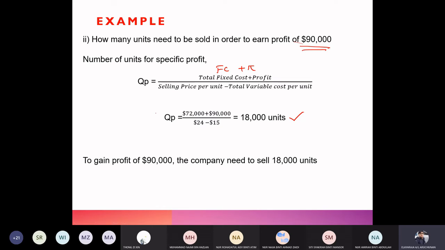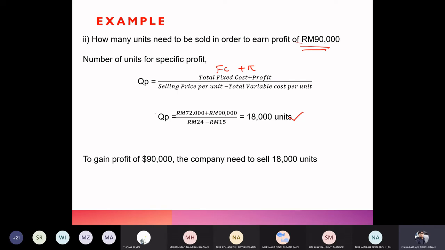Okay, so they should be changed in the form of RM. It has to be consistent, guys. All right, cool. So these are the examples.